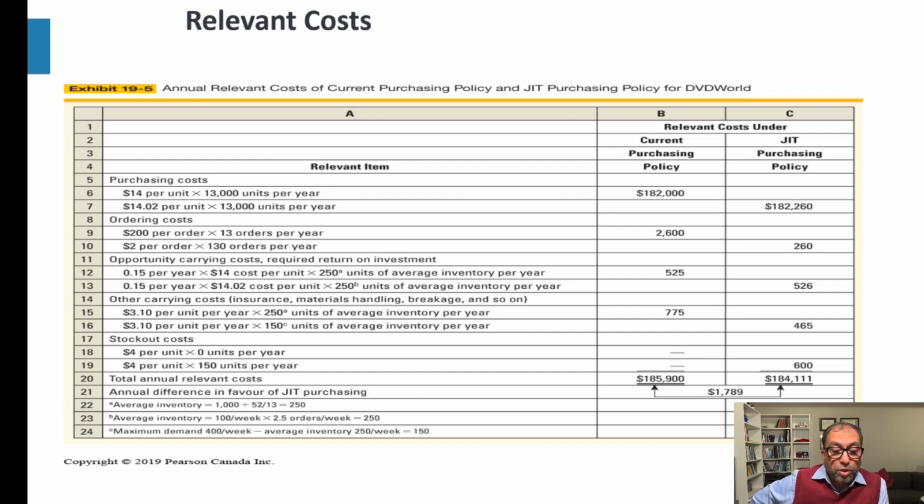Stock out cost: $4 per unit into zero stock-out units per year, because we keep carrying, so there's no stock out. But in case of just in time, we have a stock out cost of 600. If we add everything up, the annual difference in favor of JIT purchasing is 1,789. It's in thousands, but it can be in millions as well. You see this is the way we calculated the average inventory, with maximum demand of 400 per week.